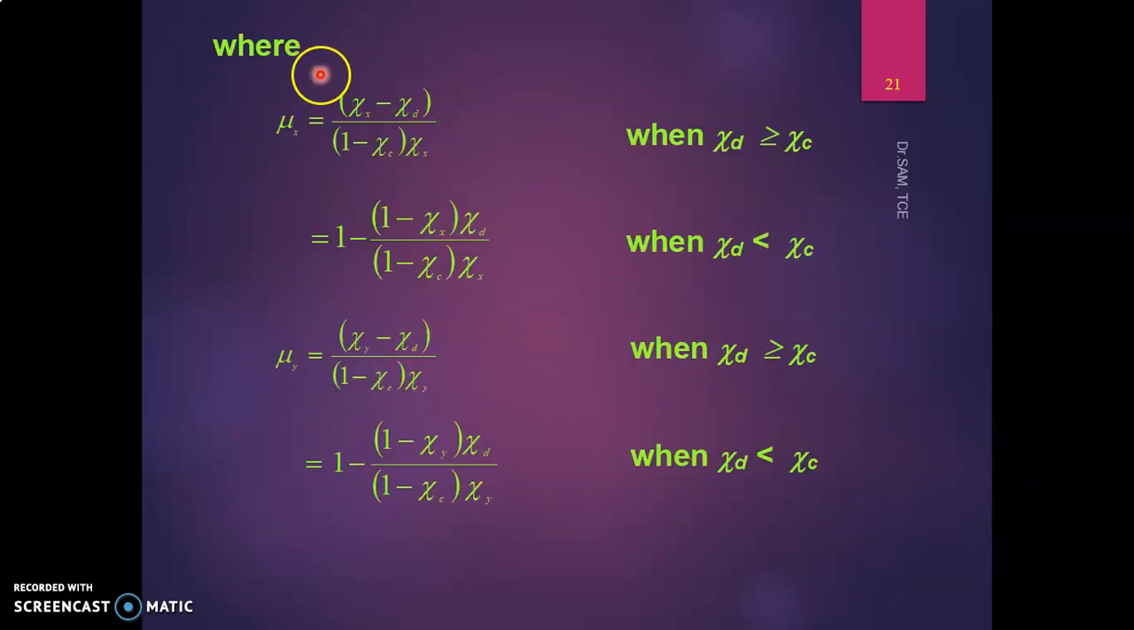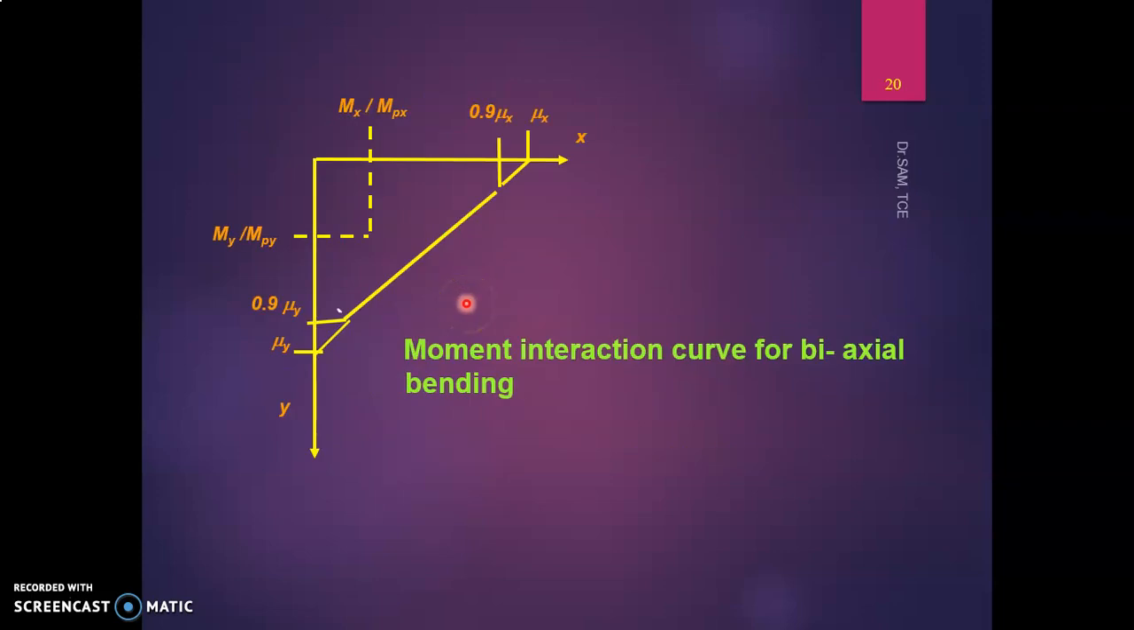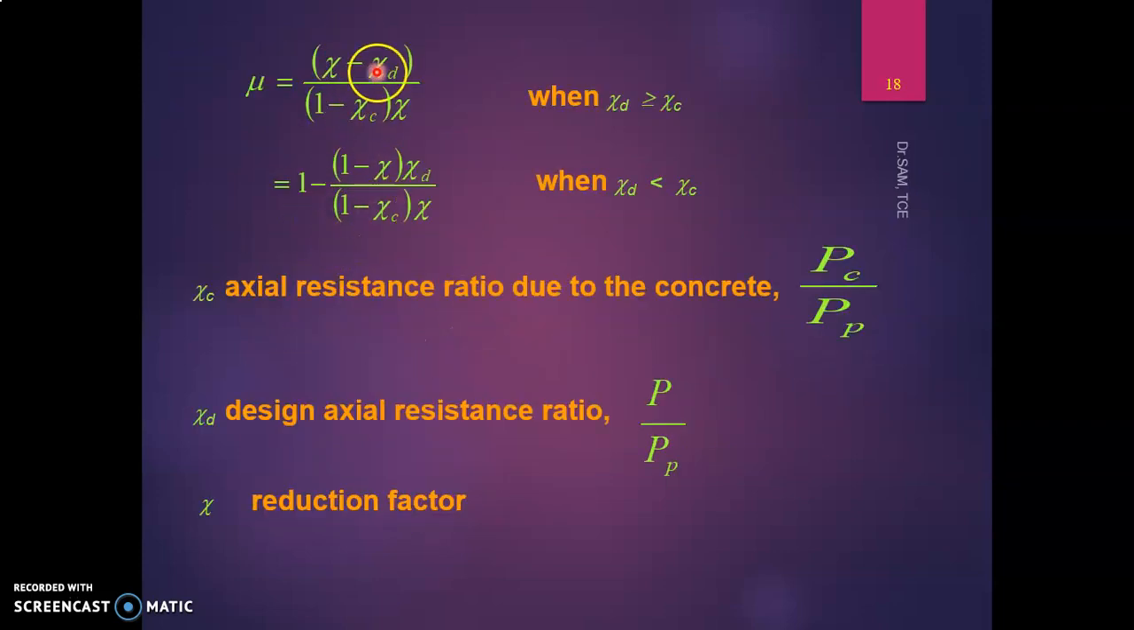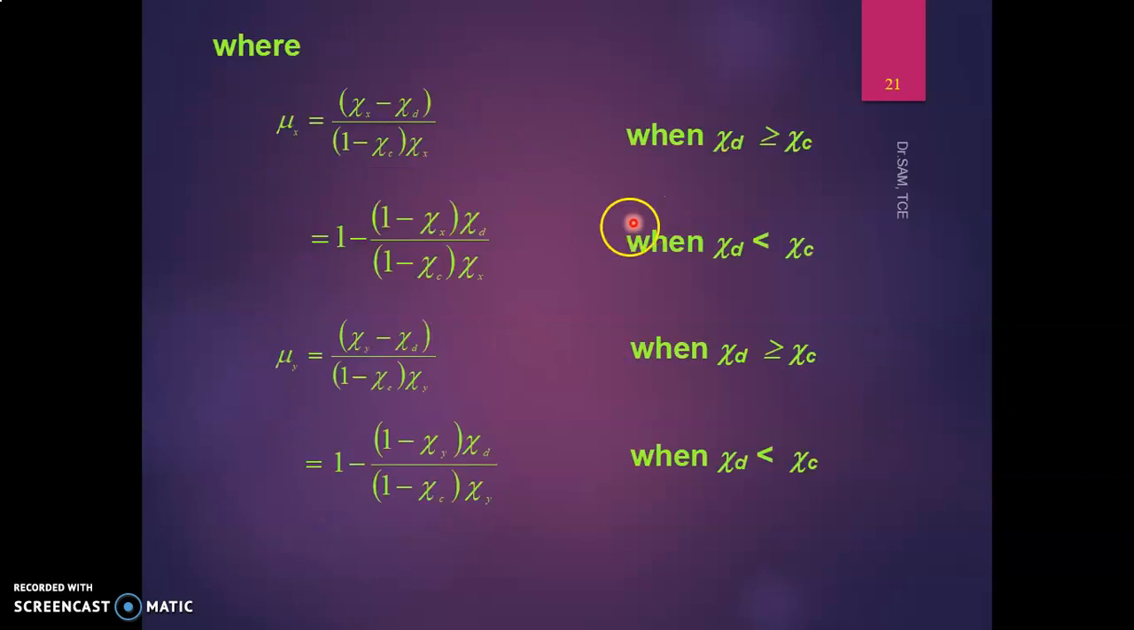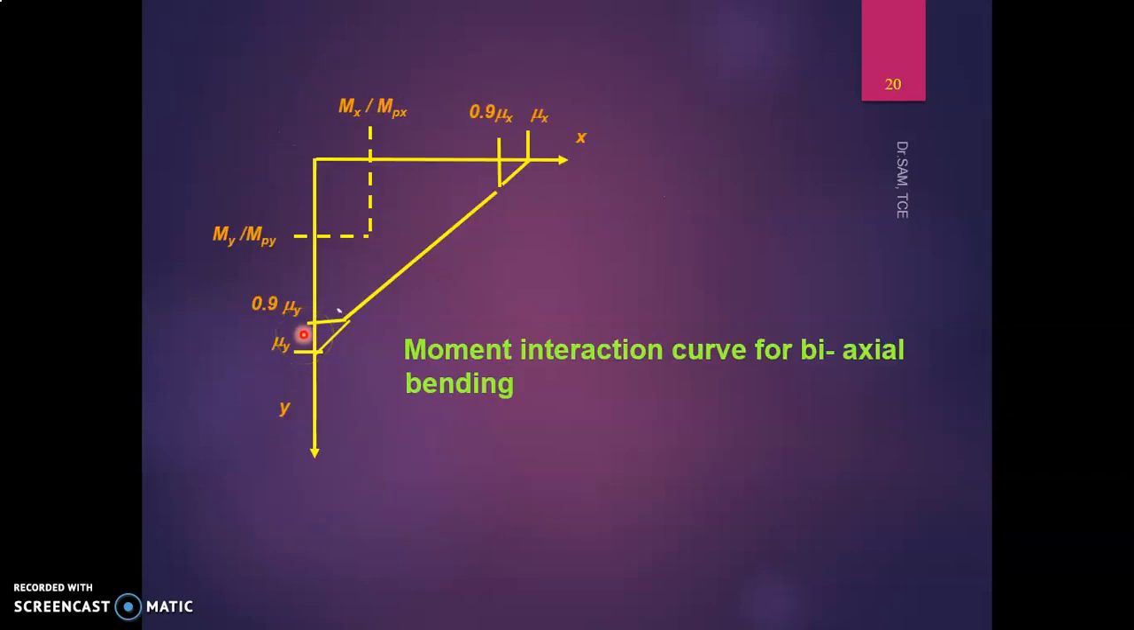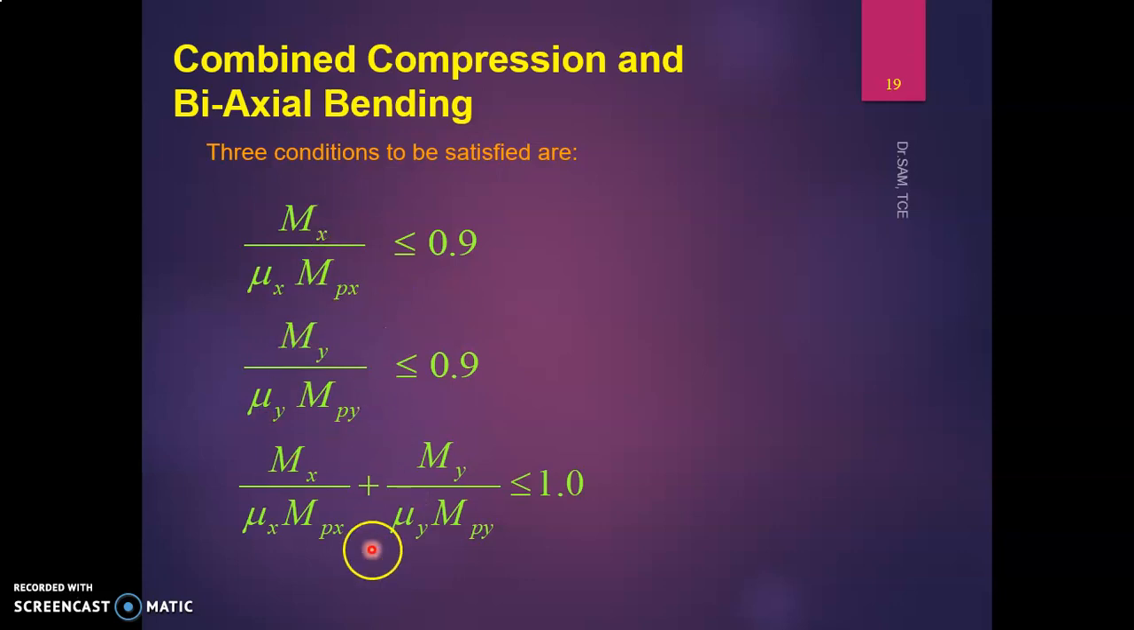So here, this is your mu x and mu y. It is the same expression, everything is the same except in the chi, where you have to substitute the corresponding axis. The rest of them are the same. So if you are able to remember this equation, you just put chi x here and you will get mu x. The same applies for the other condition also, chi d less than chi c. With this information, you can calculate mu x and mu y, thereby satisfying the three equations.